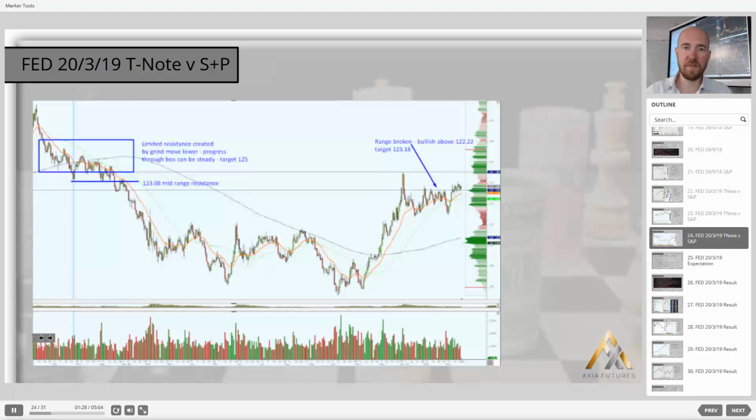So that is your first argument for looking for a more dovish Fed, or to be more inclined to be trading the T-note with greater conviction on a more dovish Fed.